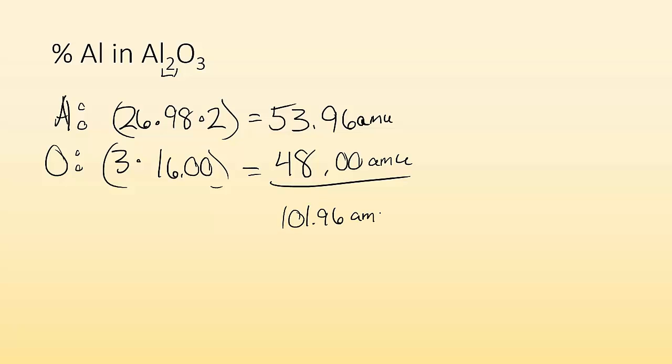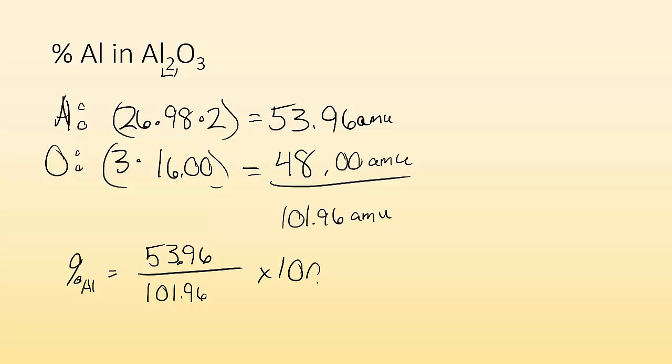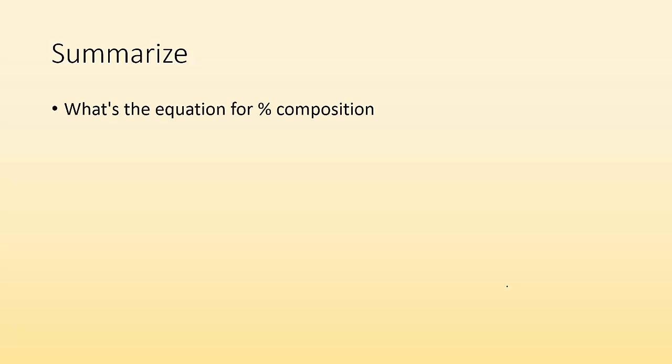101.96 AMU. So now the percent of aluminum is going to equal the mass of the aluminum, which we found to be 53.96. So we want all the aluminums in that formula, over the mass of the whole thing, which is 101.96 AMU, and then times it by 100. And we get 52.92%. Cool.